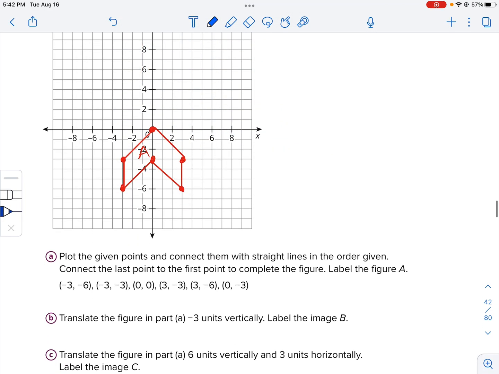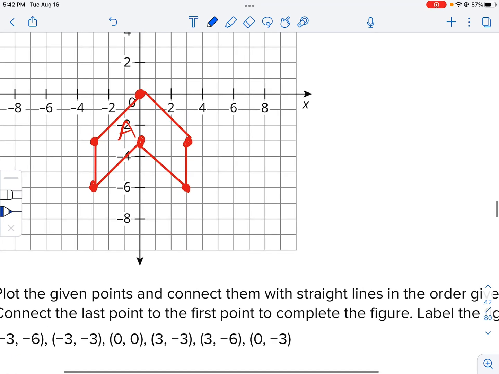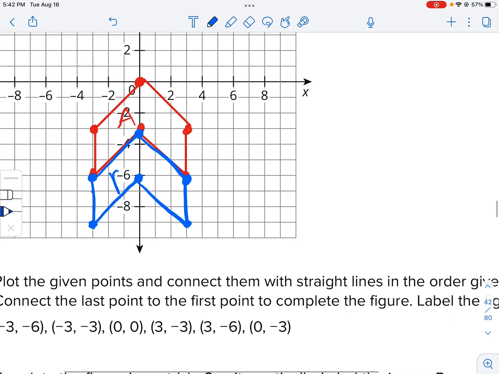Then it says translate the figure vertically, so that means down -3 or down 3. So I'm going to take each one of these points and I'm going to go down 3. 1, 2, 3. 1, 2, 3. 1, 2, 3. And I'm going to connect the dots. Hopefully you are using a ruler. Okay, and I'm going to name that B as in boy.